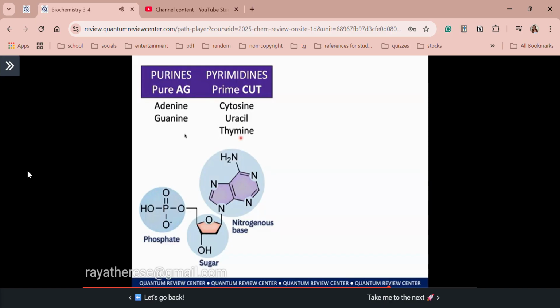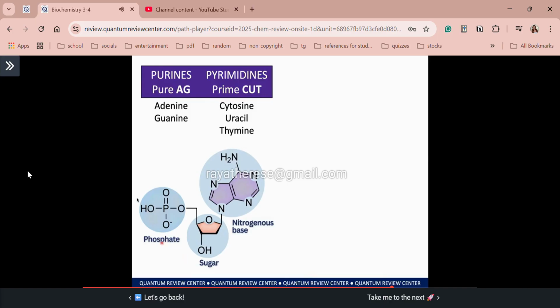Later on, we will see that these pyrimidines are distributed in RNA or DNA. Not all of these pyrimidines can be found in DNA. So class, in order to help you in familiarizing these nitrogenous bases, we have a mnemonic. For purines, pure Ag, right? Pure silver, the rival of pure gold. Alright, for pyrimidines, we have prime cup. Class, please remember this mnemonic. It's very important. In the board exam, a typical question is: which of the following is not a pyrimidine? Sayang ang 1 point if you do not know the correct answer.